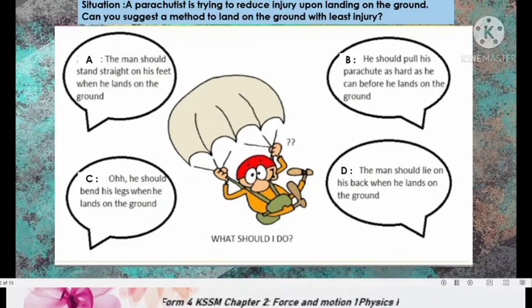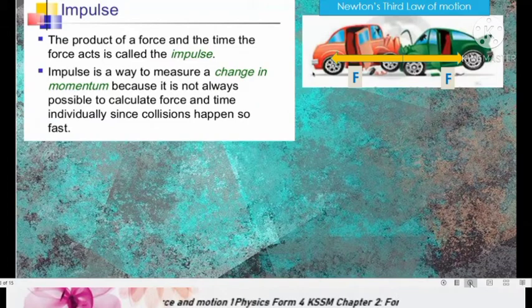Okay, let's discuss further in order to give a good suggestion to this parachutist. First of all, we have discussed Newton's laws of motion. In my previous video, I discussed Newton's second law and Newton's first law of motion. Look at these 2 cars that were involved in this accident.